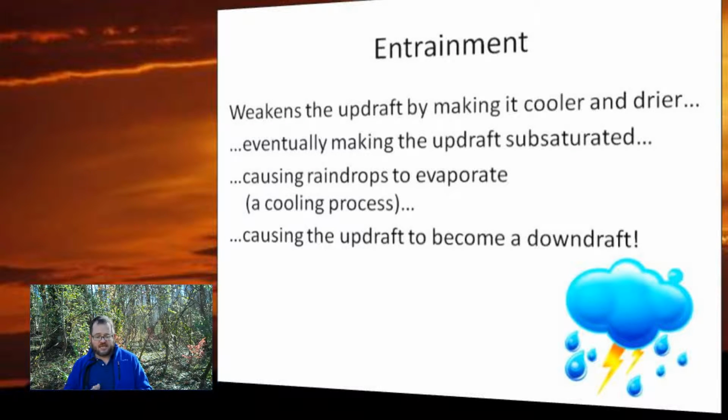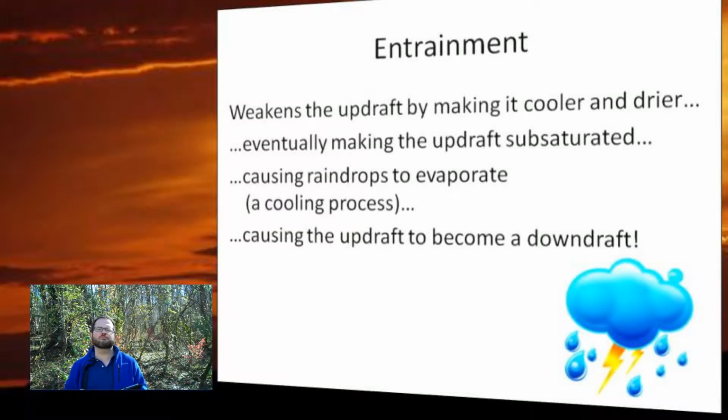With time, the updraft of the thunderstorm will get colder and drier, eventually maybe even so much drier that it isn't even saturated anymore, and you start getting evaporation of raindrops, which is a cooling process. All this has the ability to weaken the updraft and eventually even reverse the updraft into a downdraft. So that's kind of a key to answering certain questions, especially in that Lab 12.